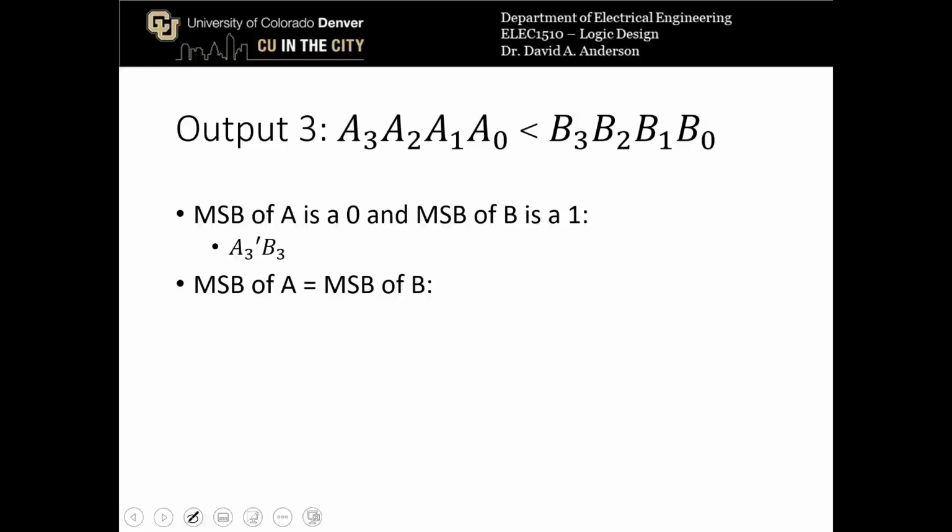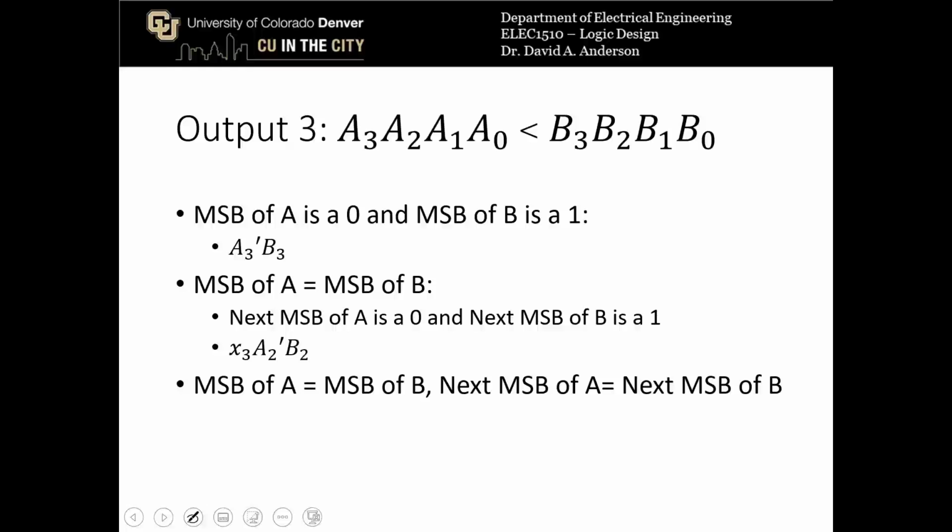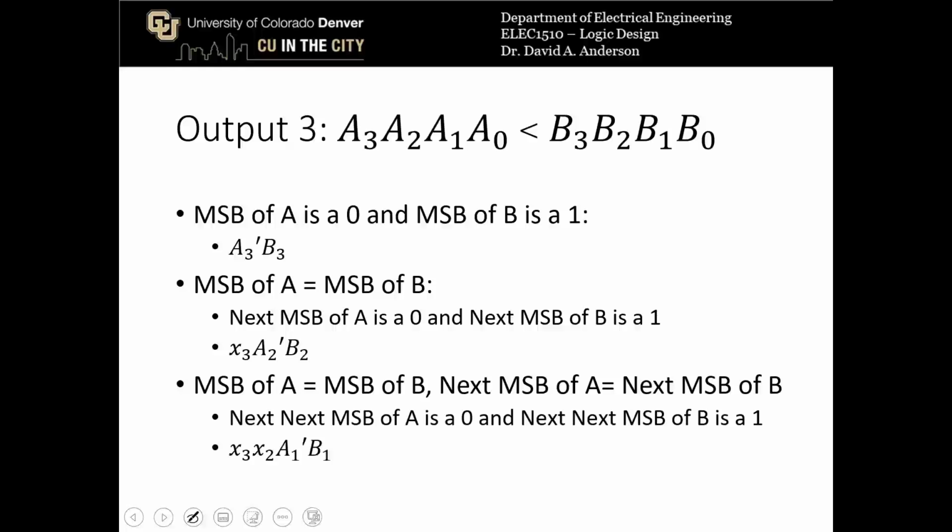If the most significant bit of A is again equal to the most significant bit of B, then we look for the possibility that the next most significant bit of A is a 0, that's A sub 2, and the next most significant bit of B, B sub 2, is a 1, and that's X sub 3, A sub 2 prime, B sub 2. And then we have the next possibility, which turns out to be X sub 3, X sub 2, A sub 1 prime, B sub 1. And again, there's another term, X sub 3, X sub 2, X sub 1, A sub 0 prime, B sub 0.